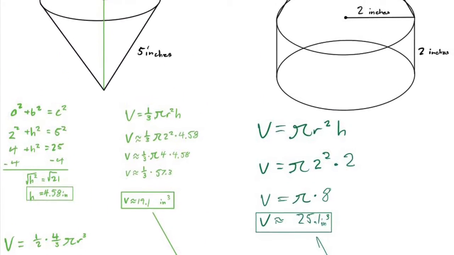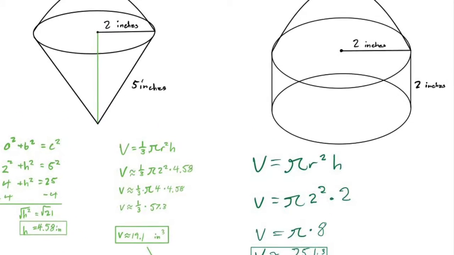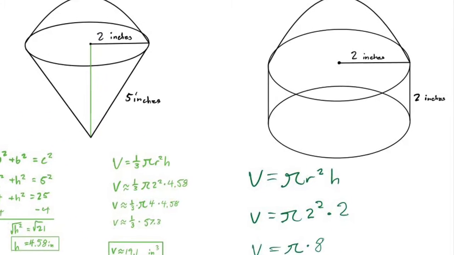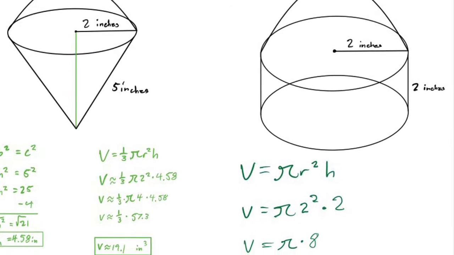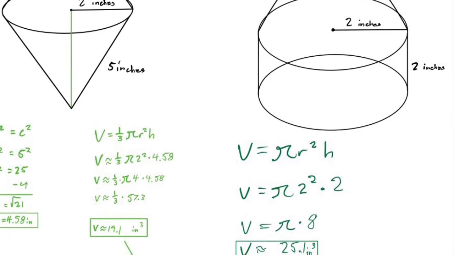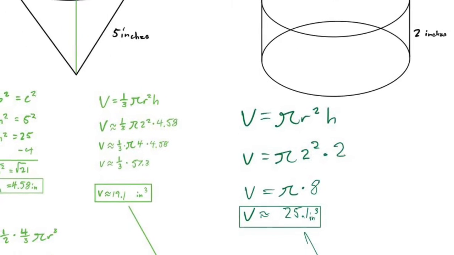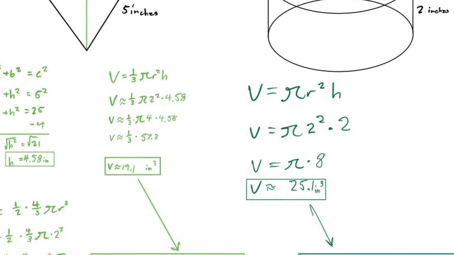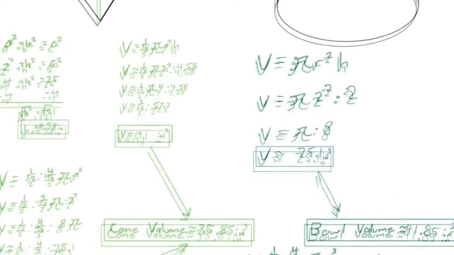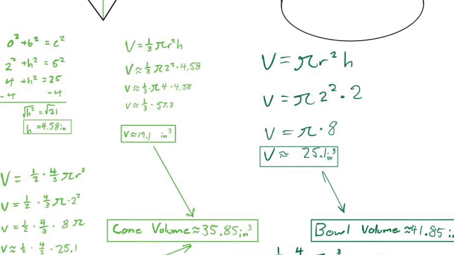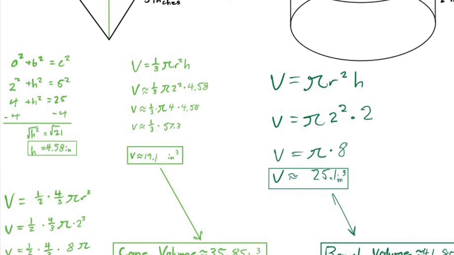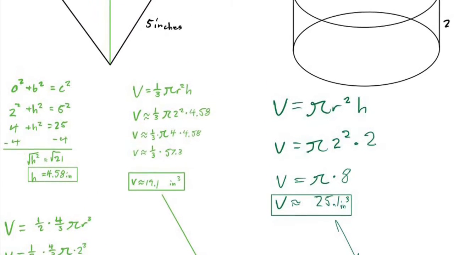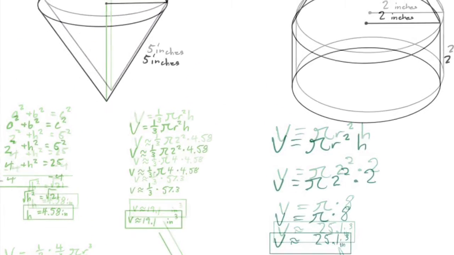With our cone, we have a diameter of 4 inches and a slant height of 5 inches. With our bowl, we have a diameter of 4 inches and a height of 2 inches. For both the cone and the bowl, we're going to convert the diameter into our radius, which is just 1/2 of the diameter, or divided by 2, which gives us 2 inches for the radius for both our cone and our bowl.